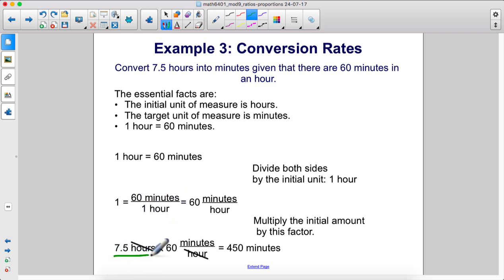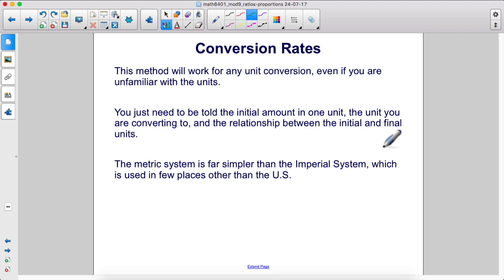We're going to start with 7.5 hours. We're going to multiply by our conversion rate. The hours cancel, leaving us with minutes. 7.5 times 60 is 450. 450 minutes. This method will work for any unit conversion, even if you're unfamiliar with the units. You just need to be told the initial amount in 1 unit, the unit you're converting to, and the relationship between the initial and final units. The metric system is far simpler than the imperial system, which is used in few places other than the US.